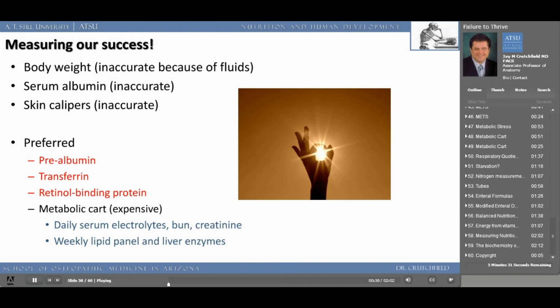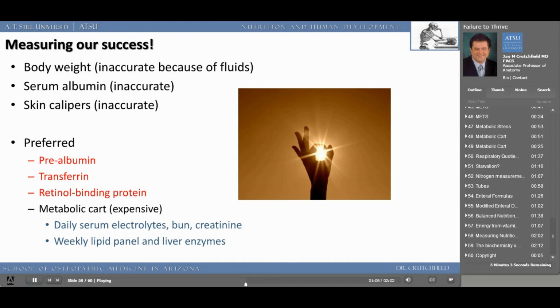Serum albumin is notoriously inaccurate and should not be relied upon as a measure of nutritional success. You will see this used in hospitals, and it's used wrong. Albumin, in my experience, should be used mostly to calculate your true serum calcium concentrations and other medications. You can use serum albumin as a guide to measure of oncotic pressure, but it's not a good measure of nutrition or success in nutrition therapy. Skin calipers that you have done at the gym are inaccurate.